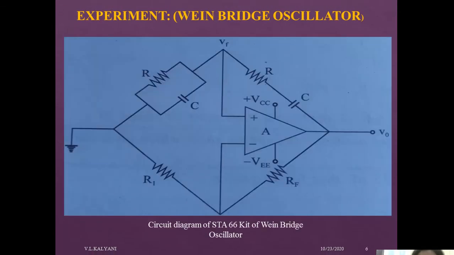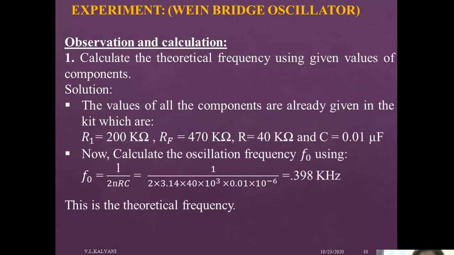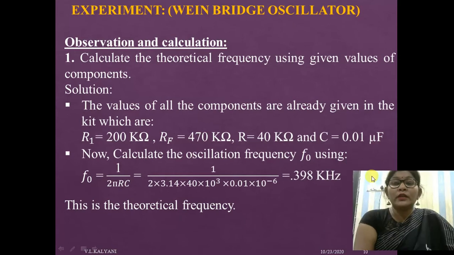So here, after performing the experiment, you have to calculate the oscillation frequency. To calculate the oscillation frequency, first you have to calculate the theoretical frequency using the given values of the components. The component values are already given in the kit. According to those values, we can find out the oscillation frequency.